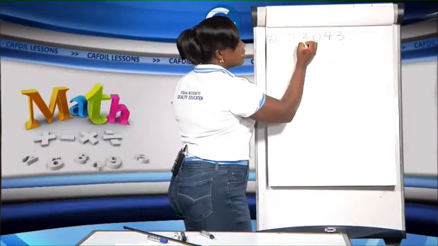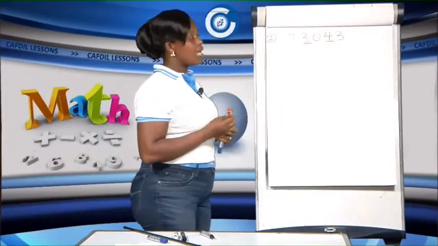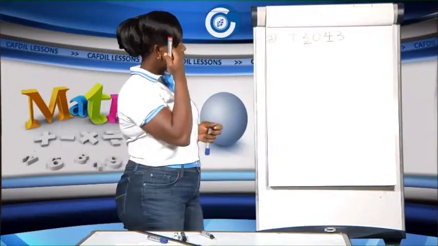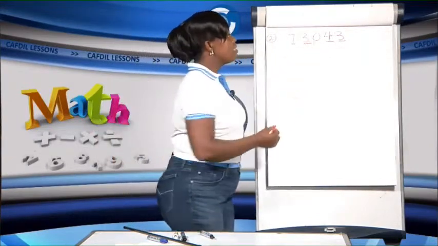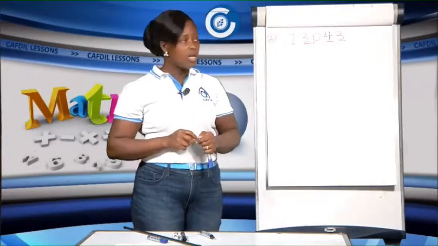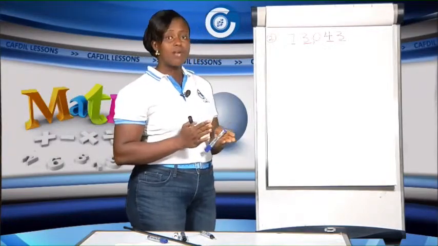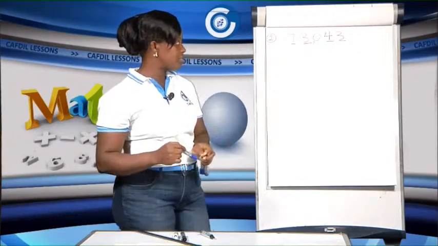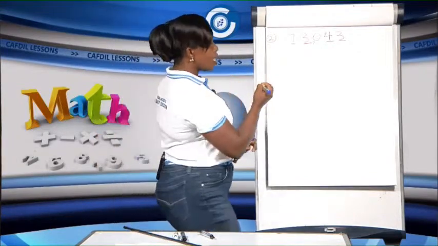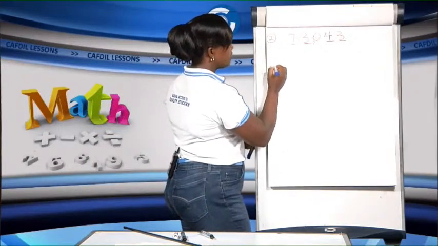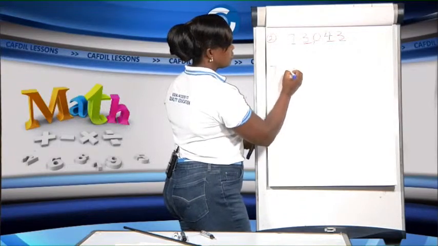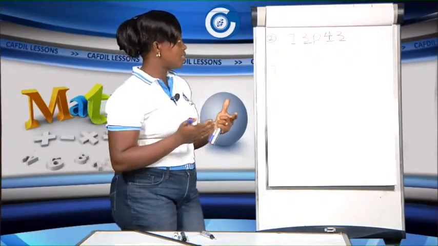I have underlined this and this. Let's look at the value. We have 73,043. Let's look at the value of the numbers that I have underlined. With this, let's write the 7. What is the value of the 7?